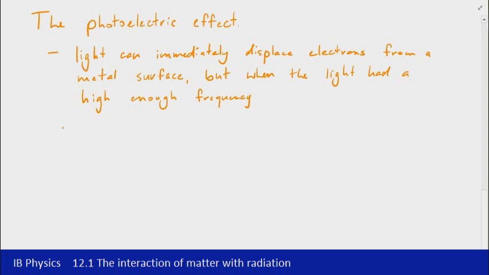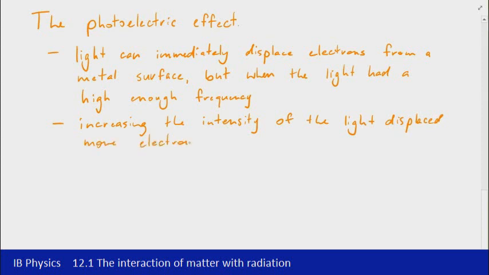The second important thing to note is that increasing the intensity had an effect on the outcome. It would seem that if you increase the intensity, you've got more energy there, so the electrons should come out with more energy. But what was actually observed was that increasing the intensity of the light displaced more electrons, but they didn't have more energy. So it didn't increase the kinetic energy of the electrons. That is the photoelectric effect in a nutshell.